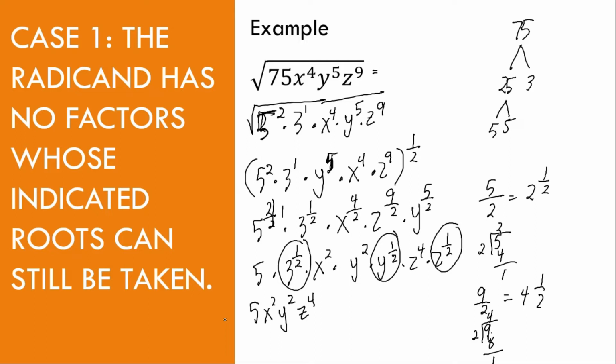So, kung mapapansin ninyo, lahat ng denominator niya is equal to 2. So, ang ating root ng ating radical will be square. So, square root of 3 raised to 1, y raised to 1, and z raised to 1. So, your final answer will be this one. Okay?